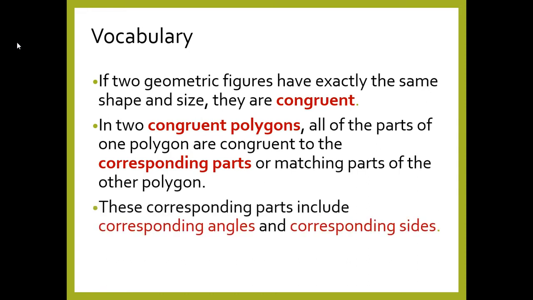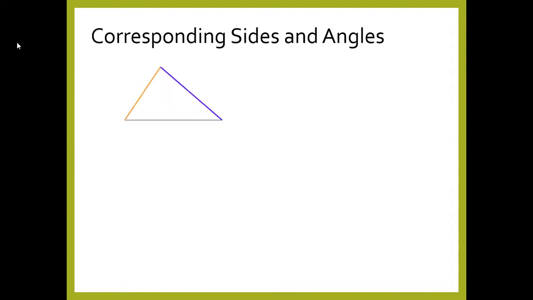These corresponding parts include corresponding angles and corresponding sides. If you remember from our last unit, in topic 3, we learned that corresponding means that they are in the same position. So let's go over corresponding sides and angles of a triangle. In this, we have triangle ABC and triangle RST.